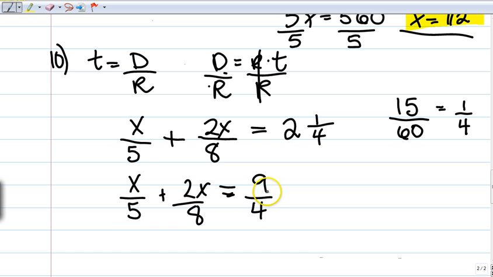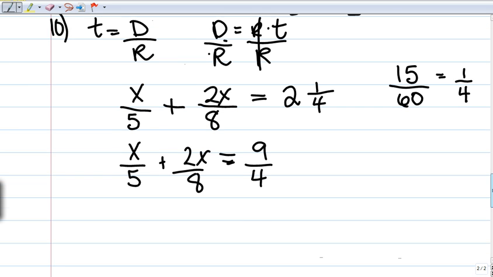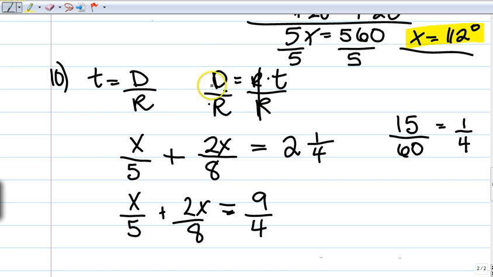Now, if you notice, the reason we set it up as t equals d over r was because it told us what our total time was for the walking and for the jogging. So that's why we changed the equation around to make it easier to solve for our distance, because our distance wasn't going to be the same. It depended on if we were jogging or walking, how far we went.